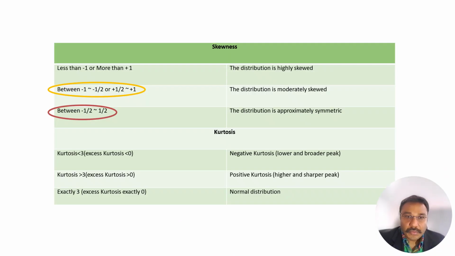This slide shows you the skewness and kurtosis. The skewness tells us whether our data leans right or left. This is important when selecting a statistical test. So if the value is between -1 and -1/2, or +1/2 and +1, you can call the distribution moderately skewed. And if it falls between -1/2 and +1/2, it is approximately symmetrical, which is your normal distribution.